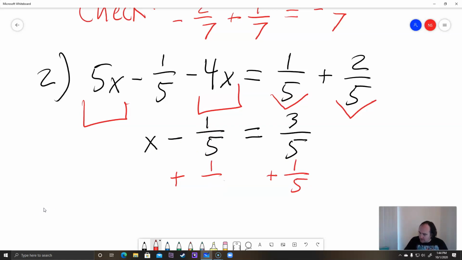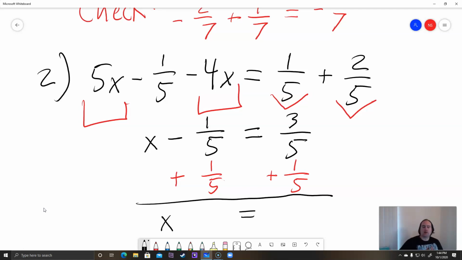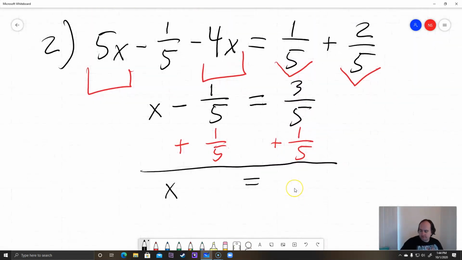Okay? So if I add 1/5 to both sides, then on the left side I just have x. And on the right side, since they're like fractions, we keep the denominator and add the numerators. So 3 plus 1 is 4/5. So x equals 4/5 is our answer.